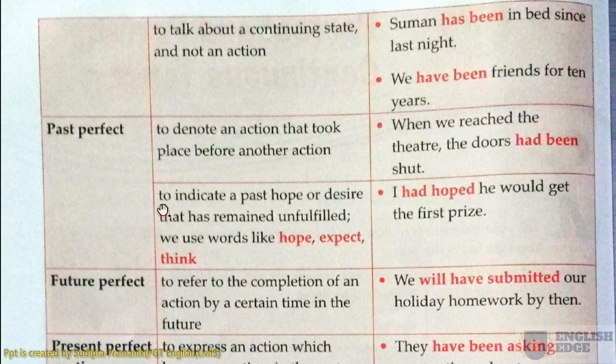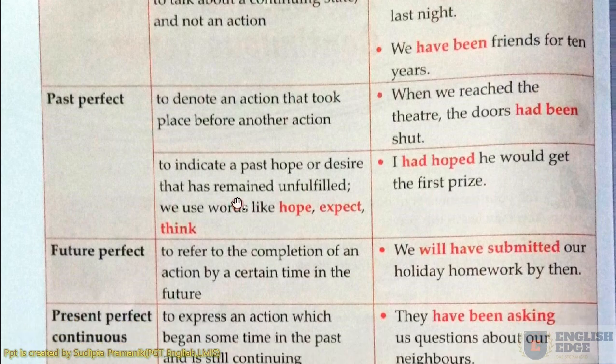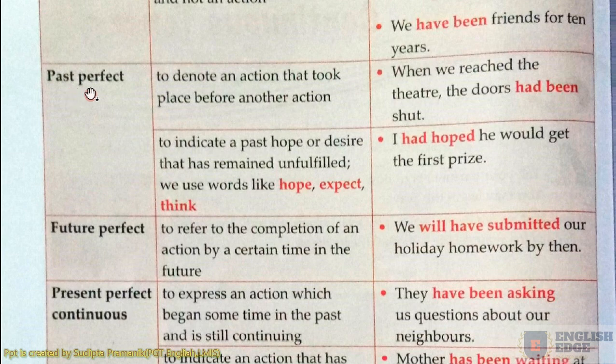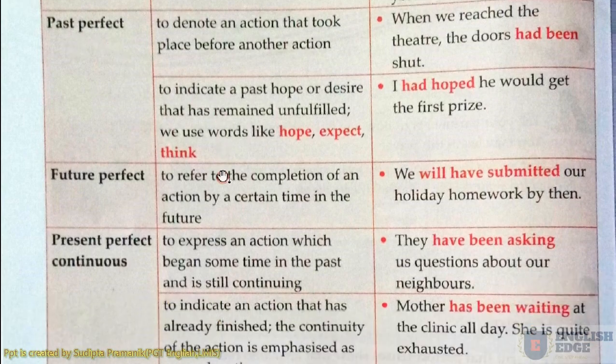Now the second point is to indicate a past hope or desire that has remained unfulfilled. We use words like hope, expect, think. I had hoped we would get the first prize. So in this way we can use past perfect in our sentences.